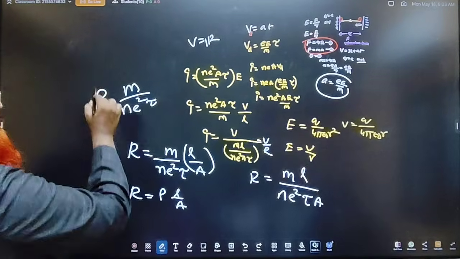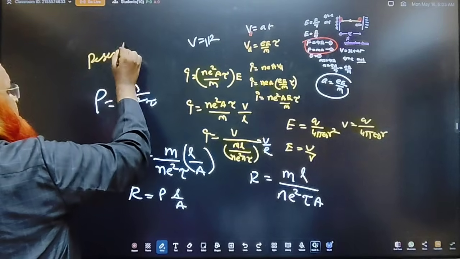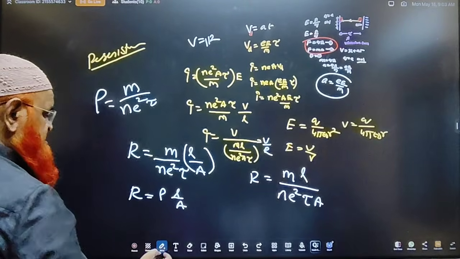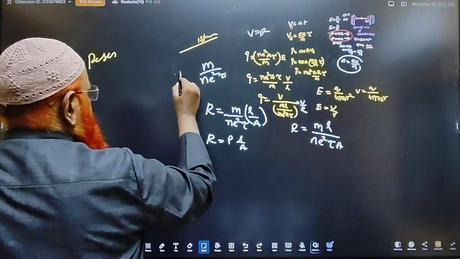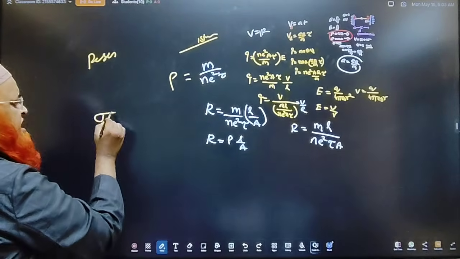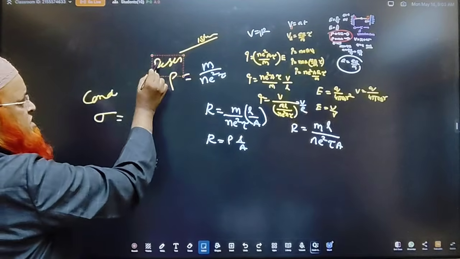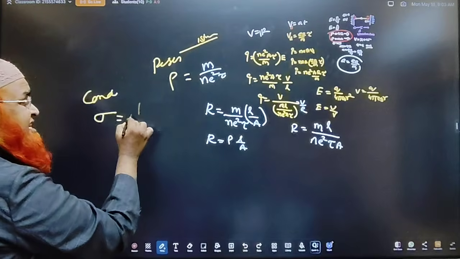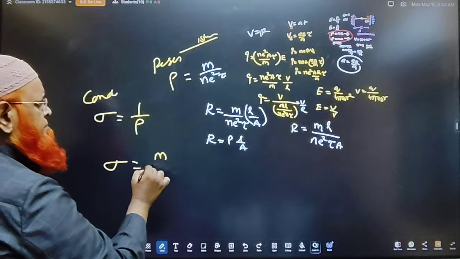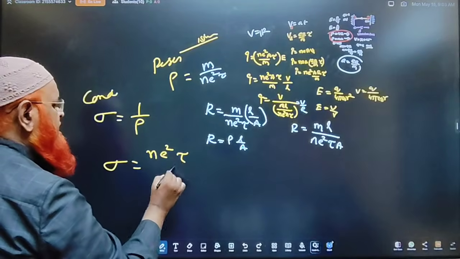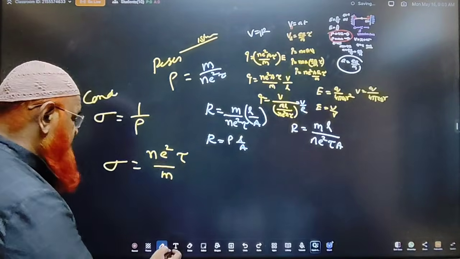So I got the formula for what is this? This is called resistivity. But what is the meaning of conductivity? So I got resistivity is this one. Then I want conductivity. So this is resistivity. Then what is the meaning of conductivity? Conductivity is the reciprocal of resistivity. So sigma means n e square tau by m. Understood? n e square tau by m. So I got the formula for conductivity also.